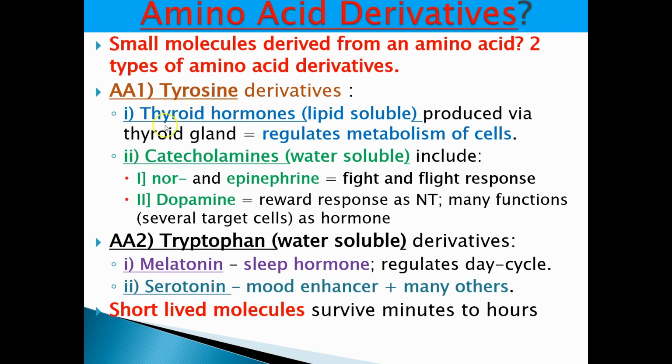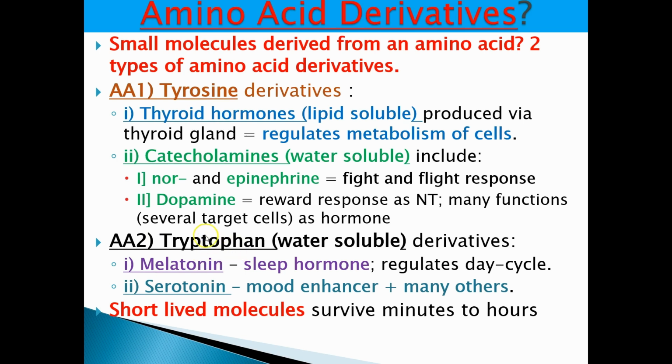At this point, do you know thyroid is lipid soluble? Do you know it's a tyrosine derivative? Do you know norepinephrine and epinephrine are the catecholamines? At this point, if you're familiar with that, I would say you have hands down the main points. And then know your tryptophan derivatives are melatonin and serotonin. I think that's the big focal areas.